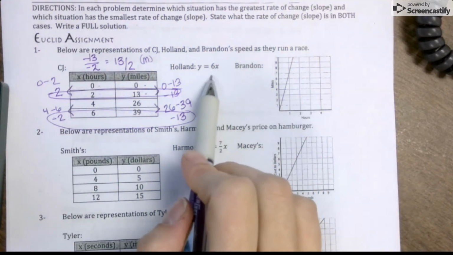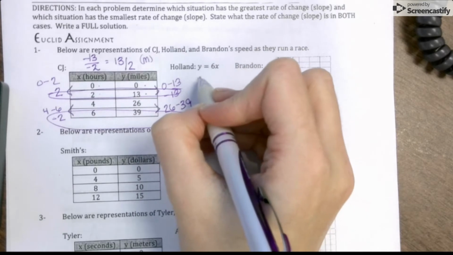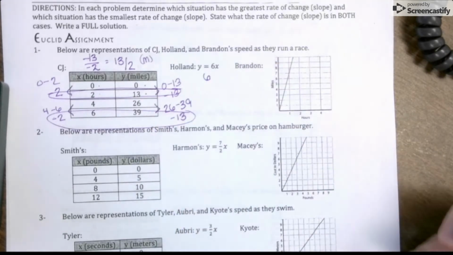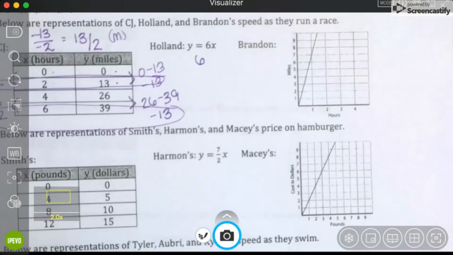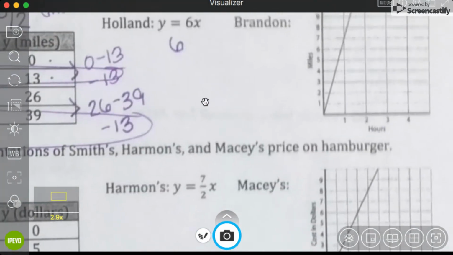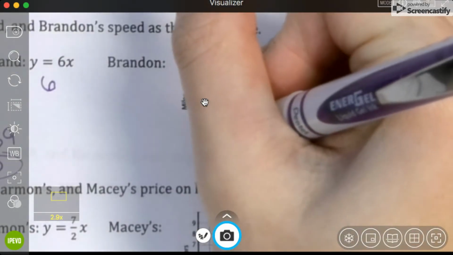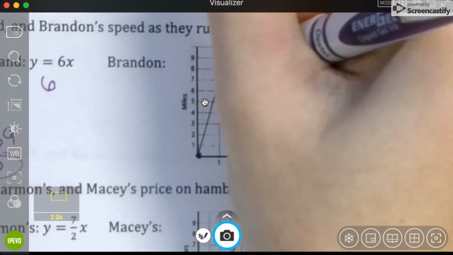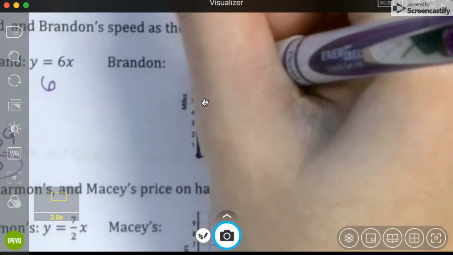What is our M for Holland? 6. Then, in order to find it from a graph, let's see if I can zoom this in a little bit. We need to find 2 points that touch corners, and we need to create our triangle.